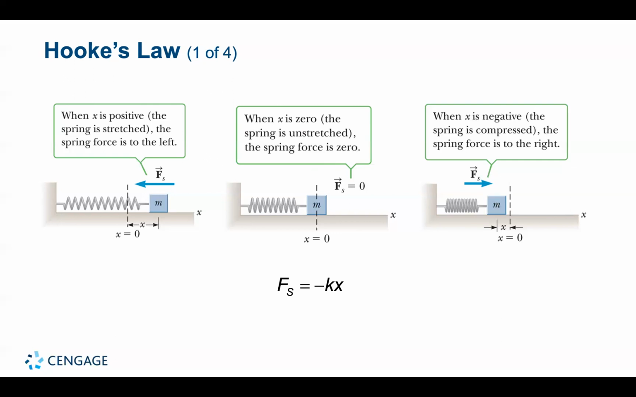This type of motion is called simple harmonic motion. Simple harmonic motion occurs when the net force along the direction of motion obeys Hooke's law, when the net force is proportional to the displacement from the equilibrium point and is always directed towards the equilibrium point.